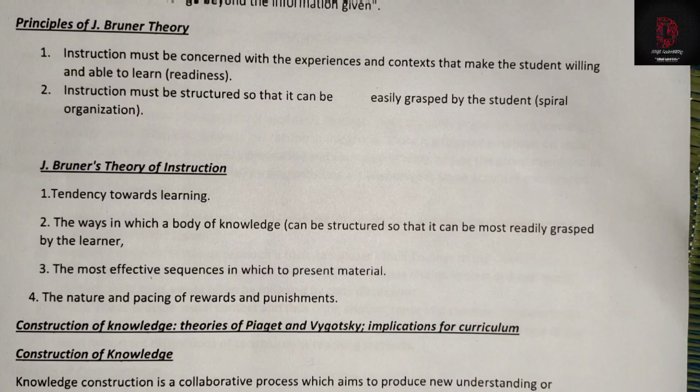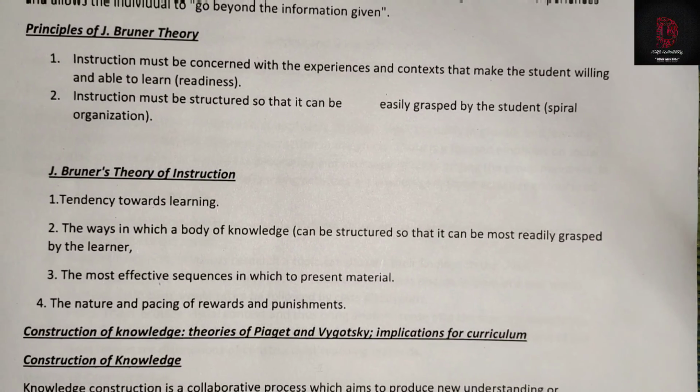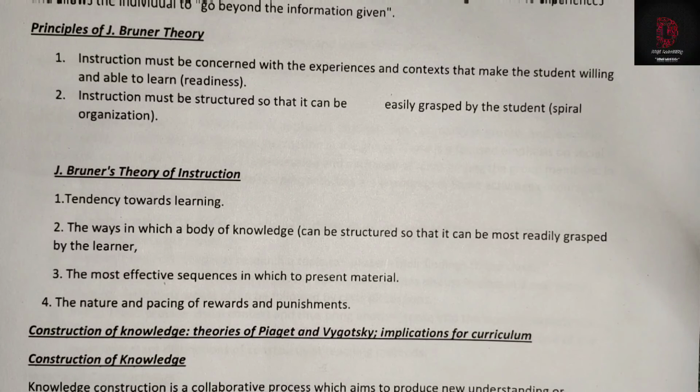Principles of J. Bruner theory. Instruction must be concerned with the experiences and context that make the student willing and able to learn. Instruction must be structured so that it can be easily grasped by the students, that is spiral organization.